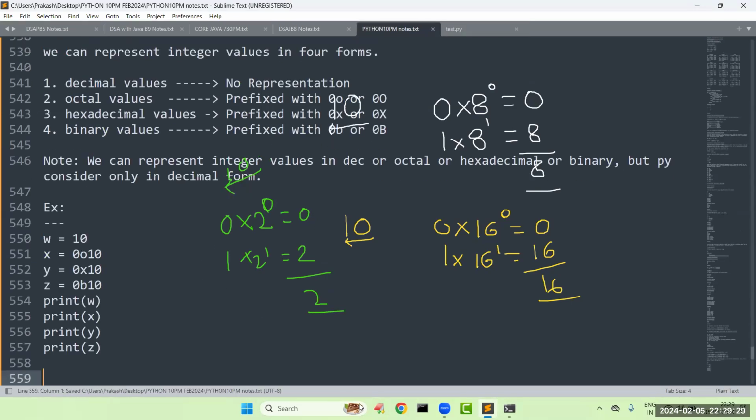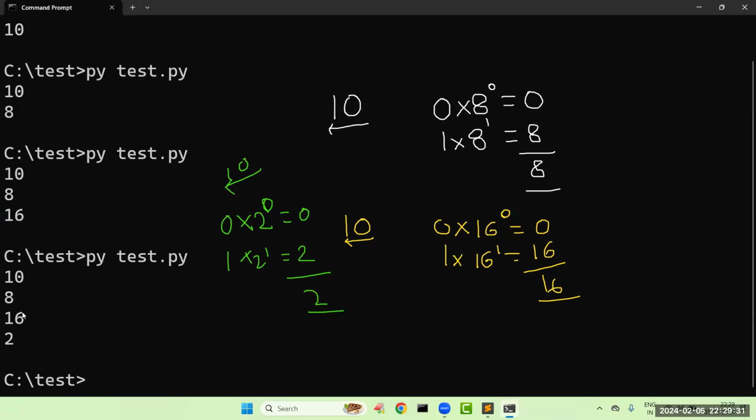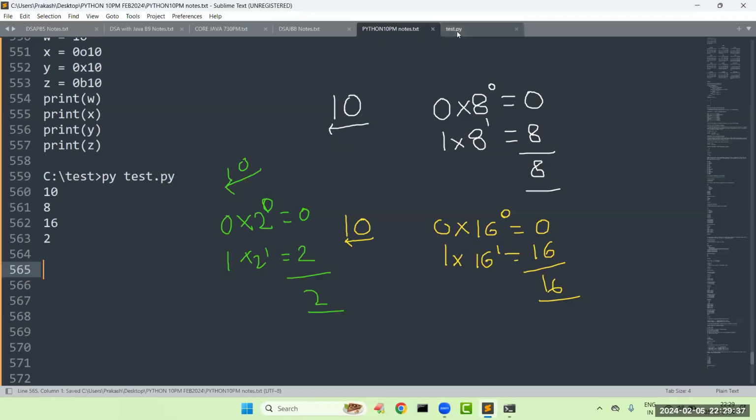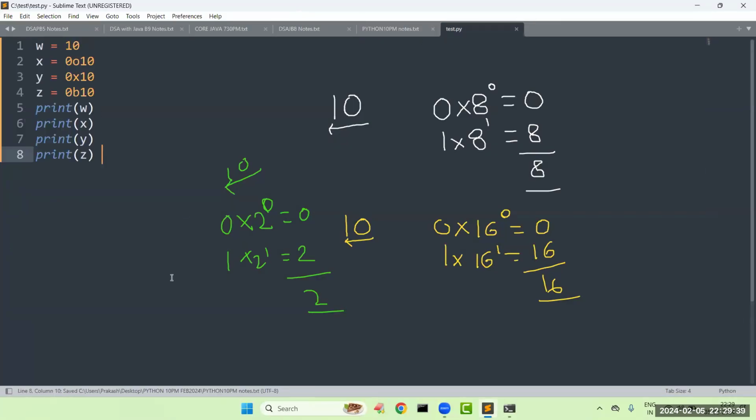It will be represented only in the form of decimal. That is nothing but the conclusion we have. Sir, I think with this, the total concept of integer data type is clear. Do you have any doubt up to this, friends? Please confirm.